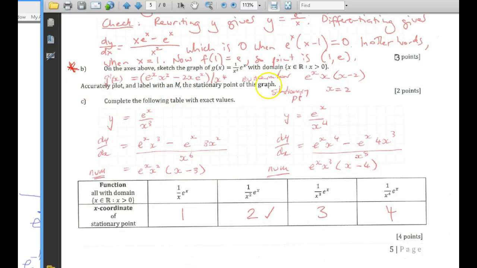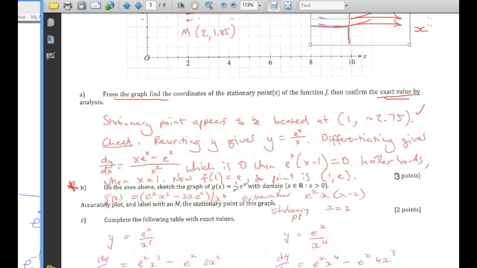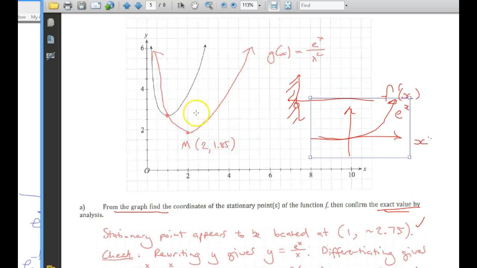And label with M the stationary point. So you knew that the stationary point was 1e, and if you'd done a sign diagram, which we didn't show in the solution, you would have seen that the point was a local minimum.